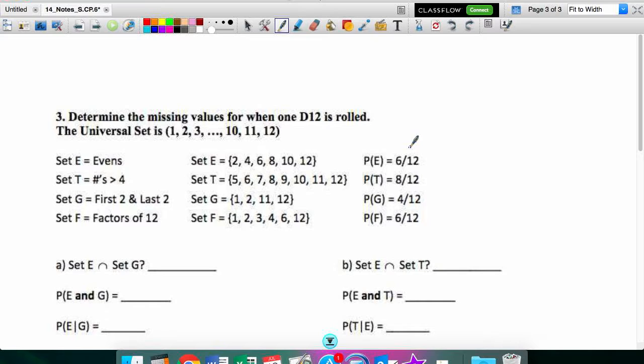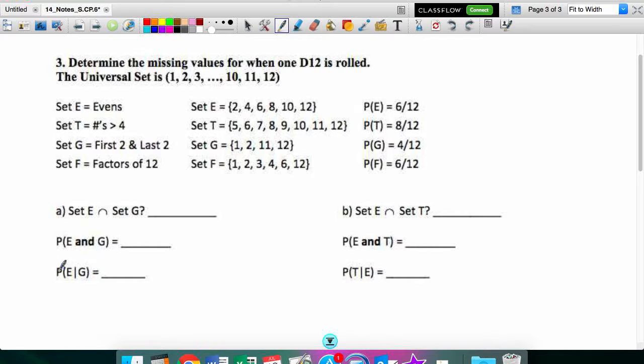Notice that they didn't reduce these probabilities. That's because when you're doing conditional probabilities, you typically don't want to reduce in the middle of a problem because it could actually help you, and you'll see what I mean when I go to do the calculations. However, please do reduce your final answers in the end. Okay, so in part A, we want to eventually calculate the probability of E given G. But this author actually set us up a little bit to calculate that conditional probability by having us focus on the AND sets and probabilities first.